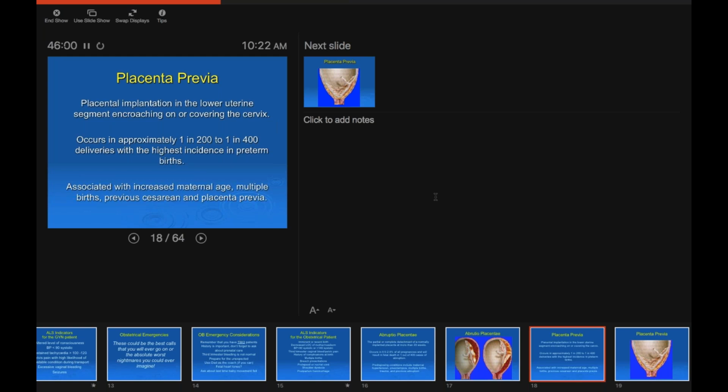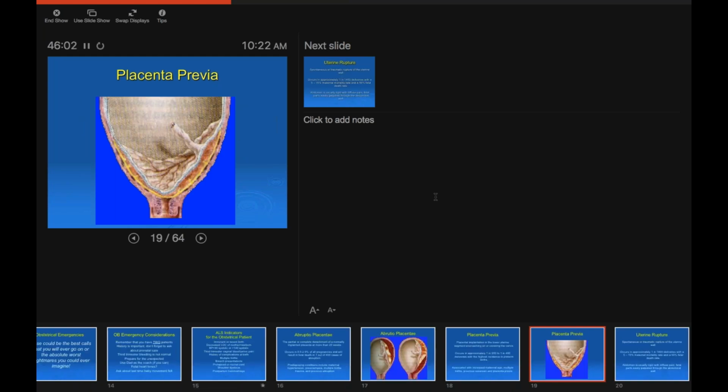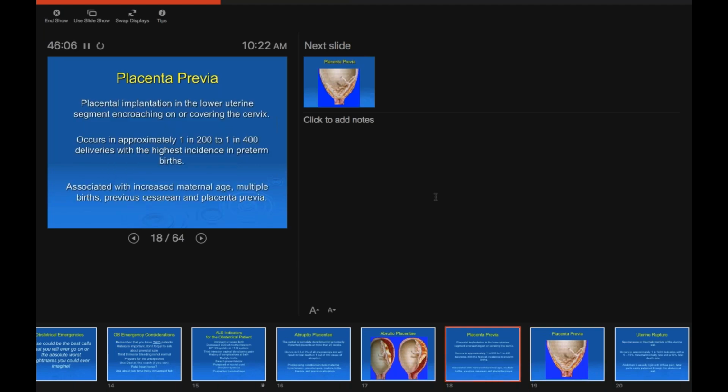So is placenta previa something that can be diagnosed prior to the baby being born? Yes, they'll see it on the ultrasound. How do you recognize it in the ambulance? Looking at different associated symptoms, and you have painless bleeding. Continuous painless bleeding.